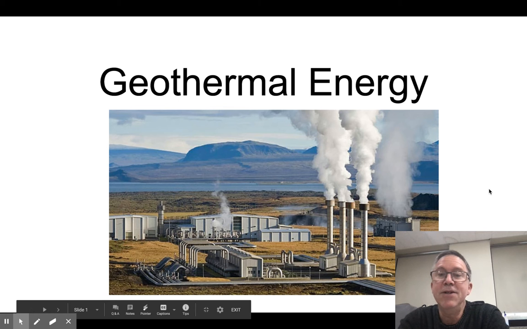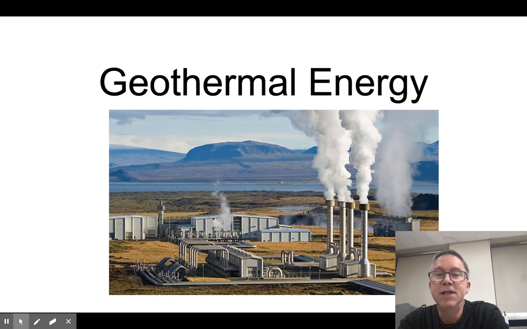Okay, so here's a form of energy that I'm always excited about. It's called geothermal energy. It's something that we've known about for a long time, used a little bit, but I think in the future it probably has the potential to become more widely used. So let's just learn about how geothermal energy works.